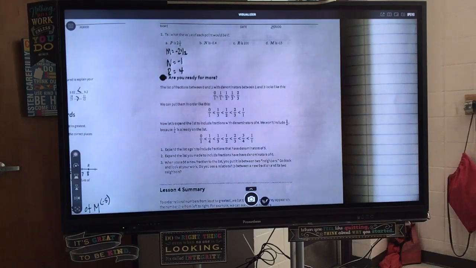R is 0.54. Wait, is it 0.54? All right. Let's go ahead and go over this.